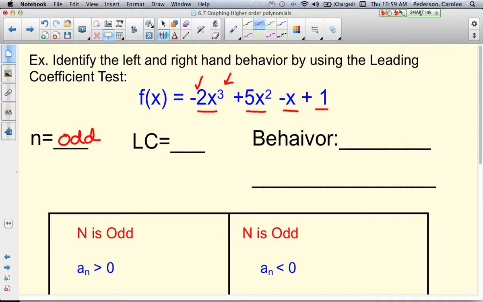Then I look at the leading coefficient. The leading coefficient is negative 2. So I have a negative leading coefficient. So you don't need to write this box down again. You already have it in your notes. See if you can find out what is the end behavior.